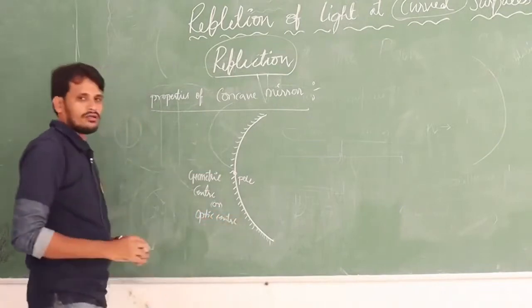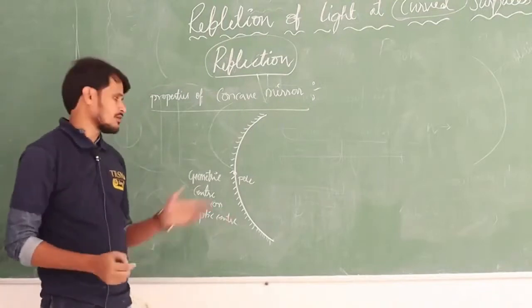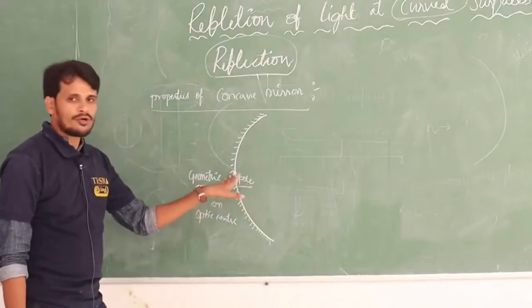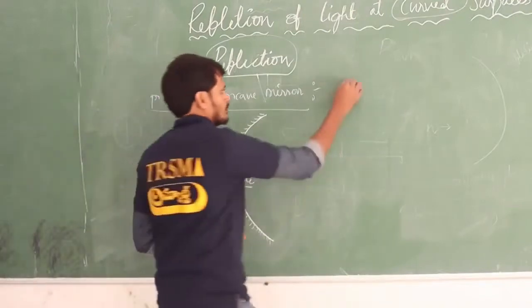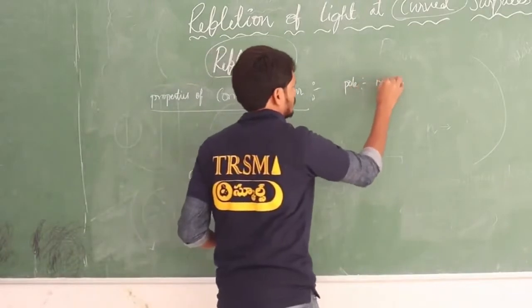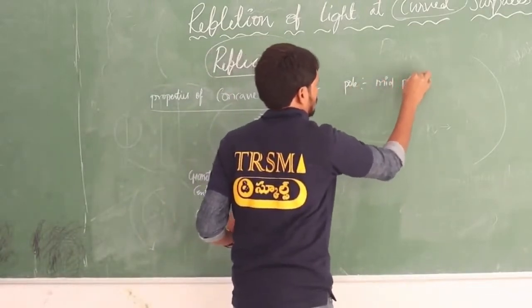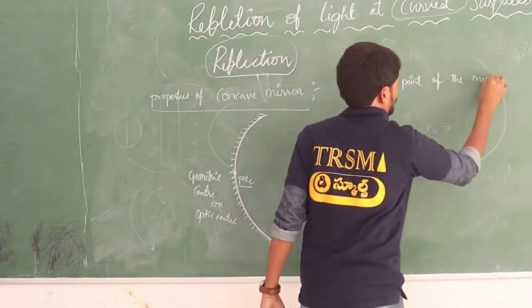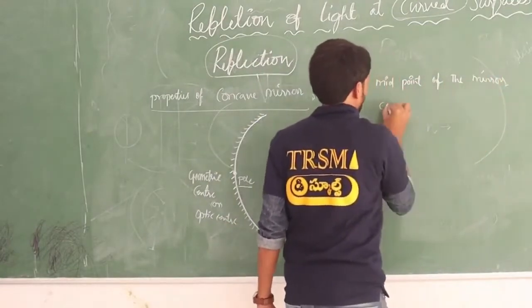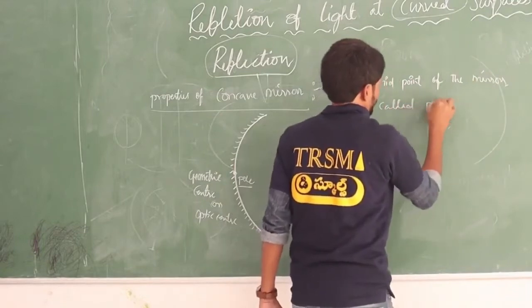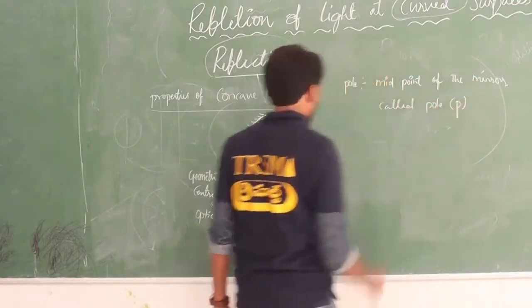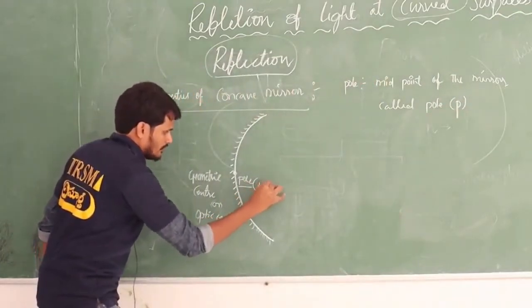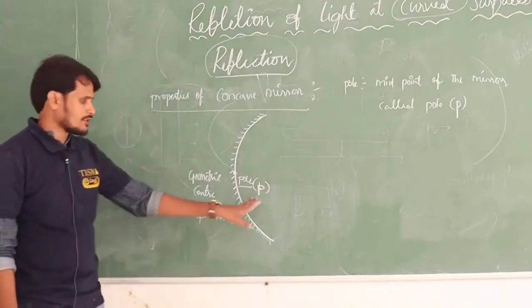You can use any word here, like geometric center, optic center, or pole, but mostly we use pole. What is pole? The midpoint of the mirror is called the pole. The pole is denoted by capital P.